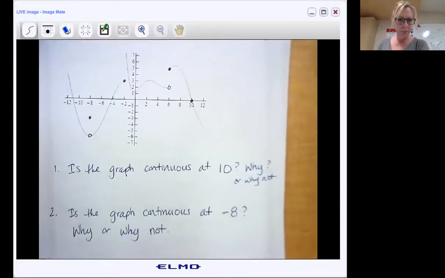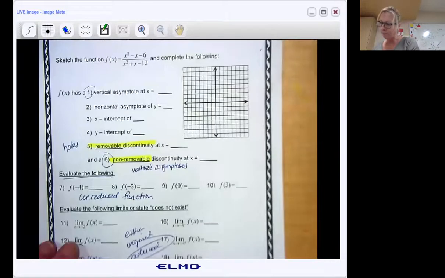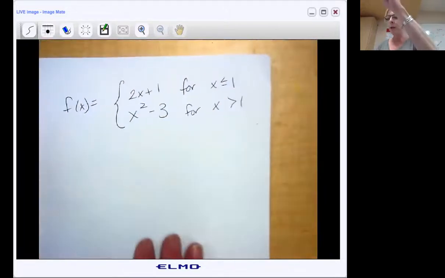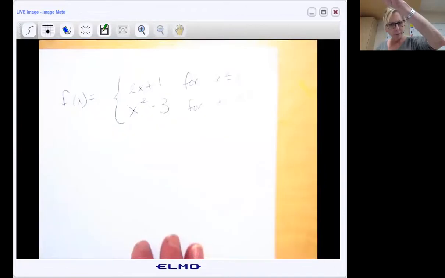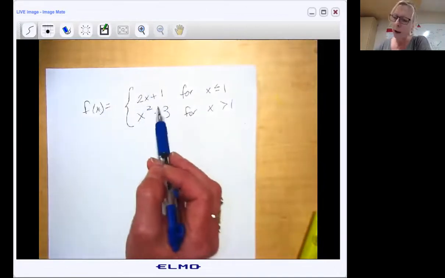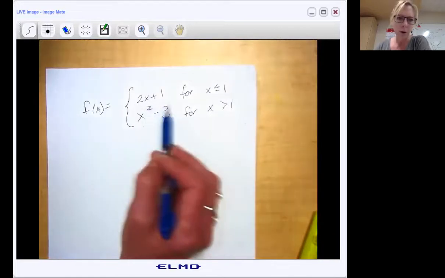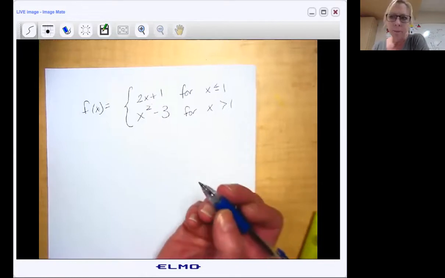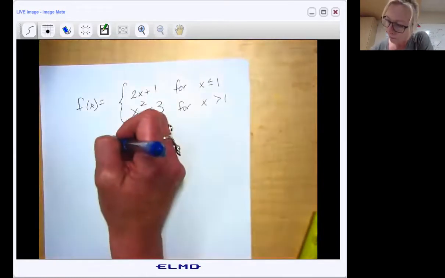Moving on. I just want to review graphing piecewise functions because you're going to have to start doing this again. This indicates that f of x is two things. It's quadratic for part of the graph and it's linear for part of the graph. And I'm going to ask you questions on continuity.